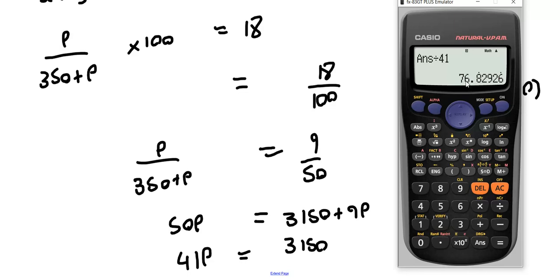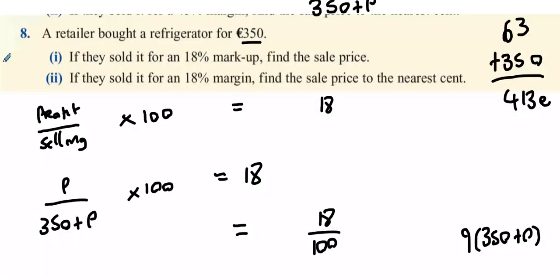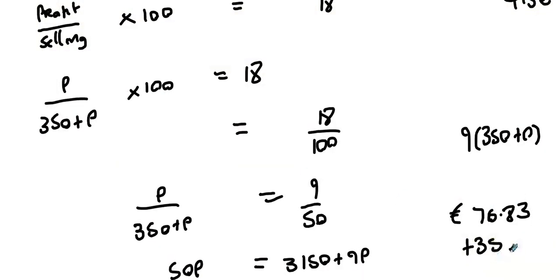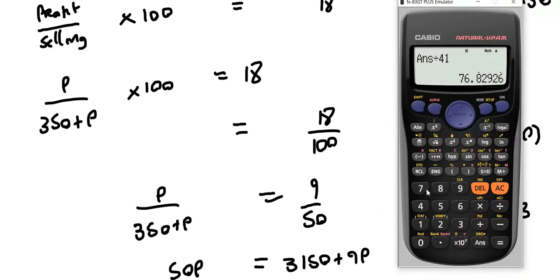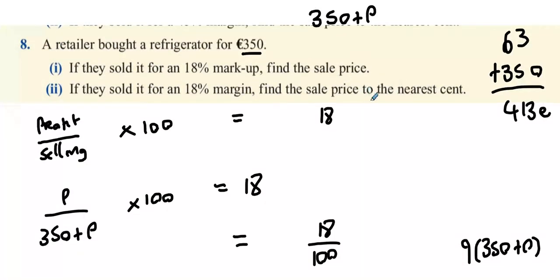Your profit's a decimal, so 76 euro 83 cents is your profit. But we want the sale price to the nearest cent, so we're going to have to add that onto 350. So 76.83 plus 350, and you get 426 euro and 83 cents. And that is your selling price.